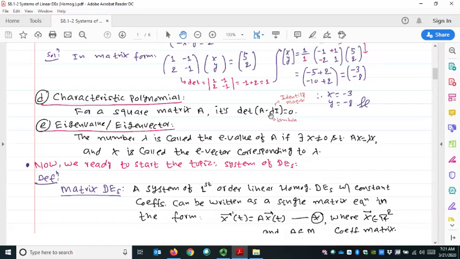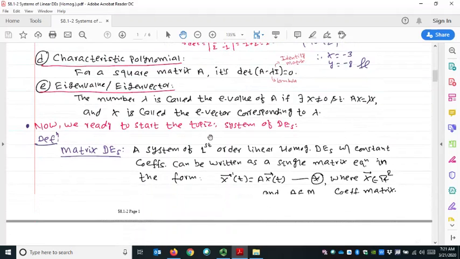Let's move on. Characteristic polynomial of a square matrix A is simply the determinant of A minus lambda I equals 0. Lambda is a number, I is the identity matrix. Eigenvalue and eigenvector. The number lambda is called the eigenvalue of A if there is a non-zero x such that Ax equals lambda x, and x is called the eigenvector corresponding to lambda.